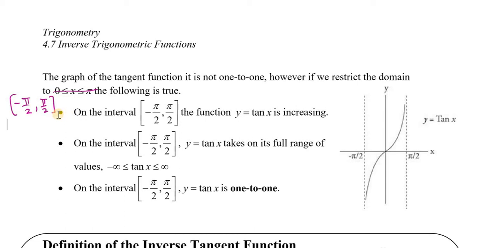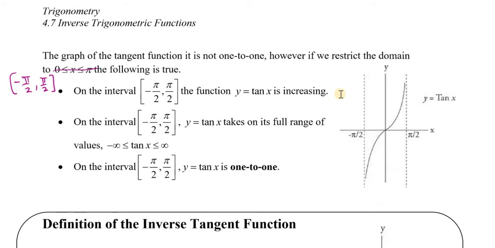On that interval, the function is increasing. You can see that. On that interval, it takes on its full range of values from negative infinity to infinity. You can see that as well. And on that interval, it is a one-to-one function.